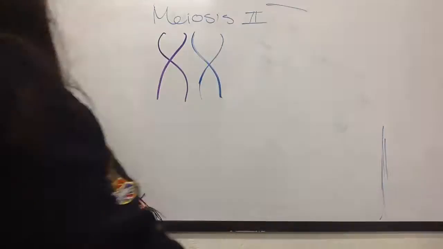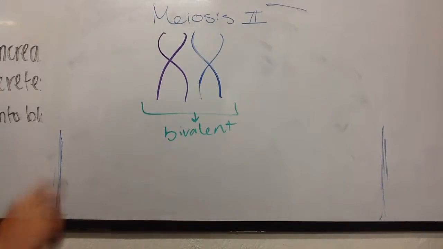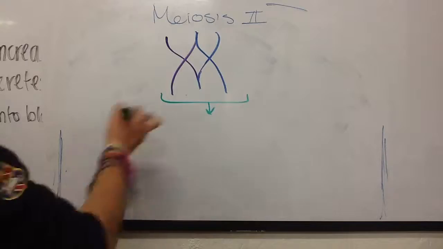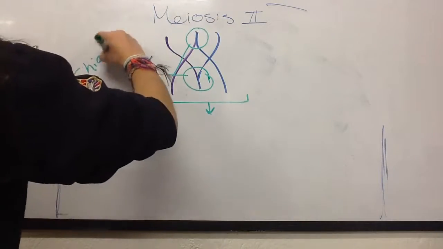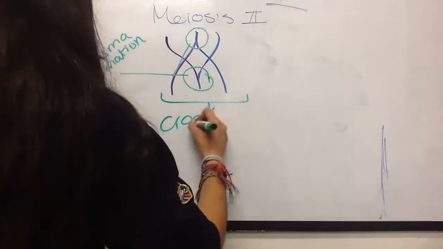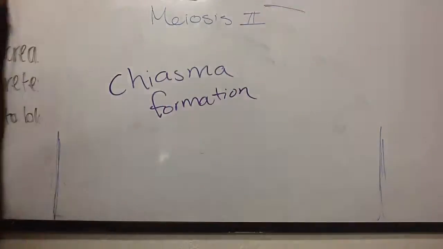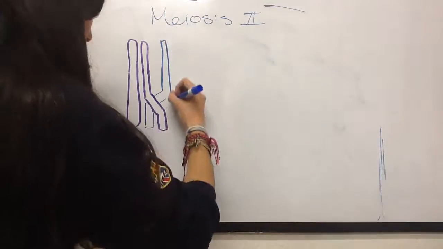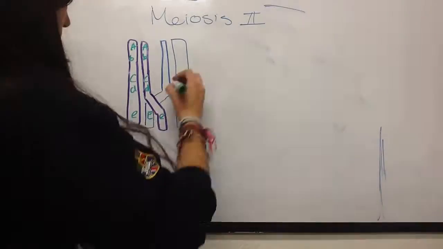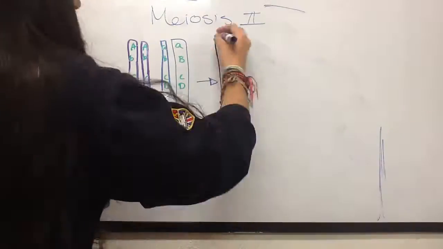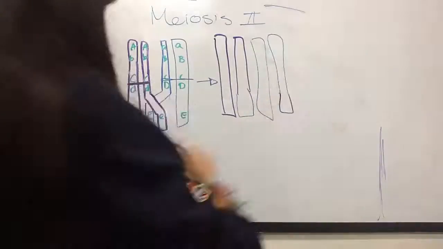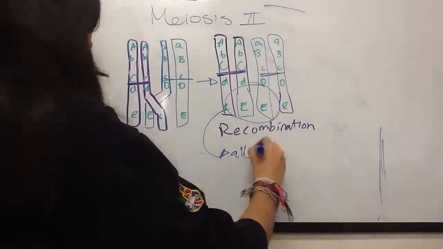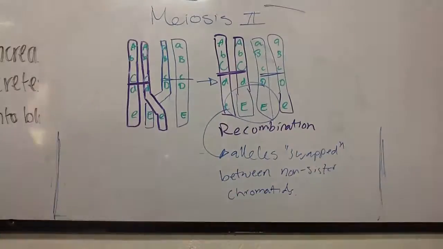In crossing over, there are three steps. The first one is synapsis. It's when homologous chromosomes associate, creating a bivalent. Then it's chiasma formation, and the third one is recombination. Chiasma formation is when neighboring non-sister chromatids are cut at the same point. A Holliday junction forms as the DNA of the cut sections attach to the open end of the opposite non-sister chromatid. Recombination is a result where alleles are swapped between non-sister chromatids.